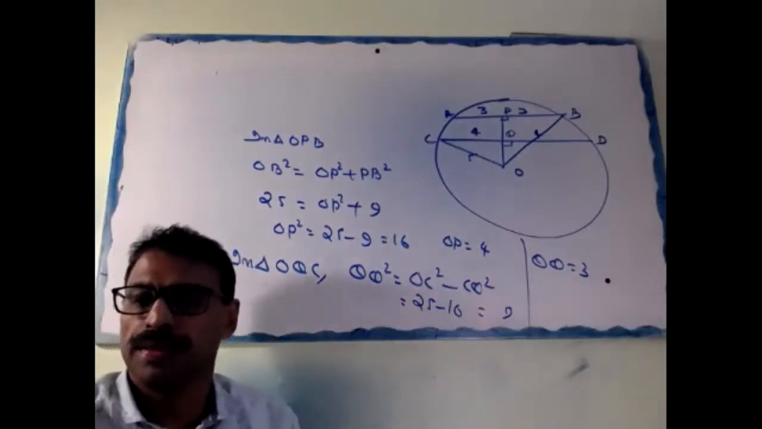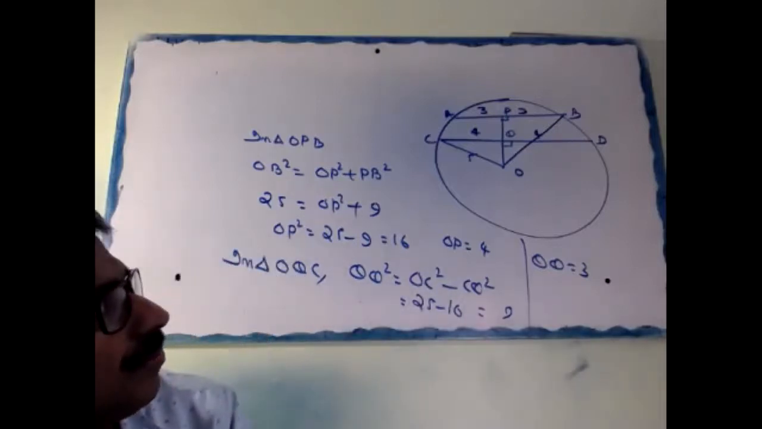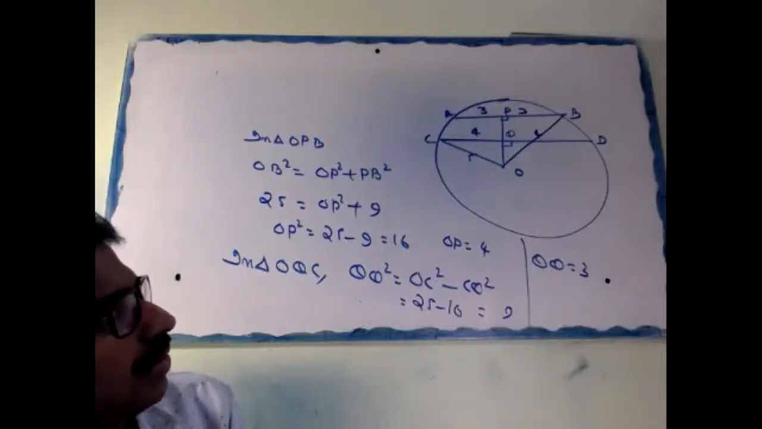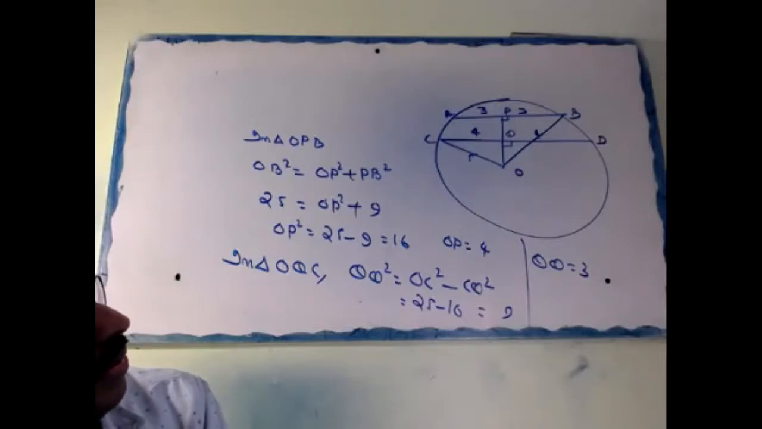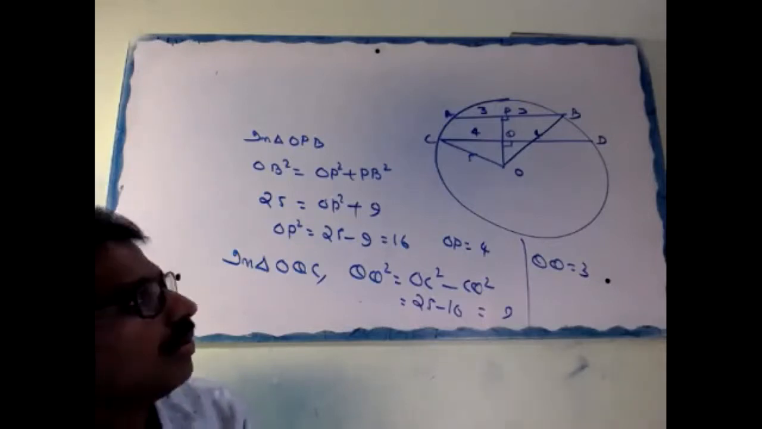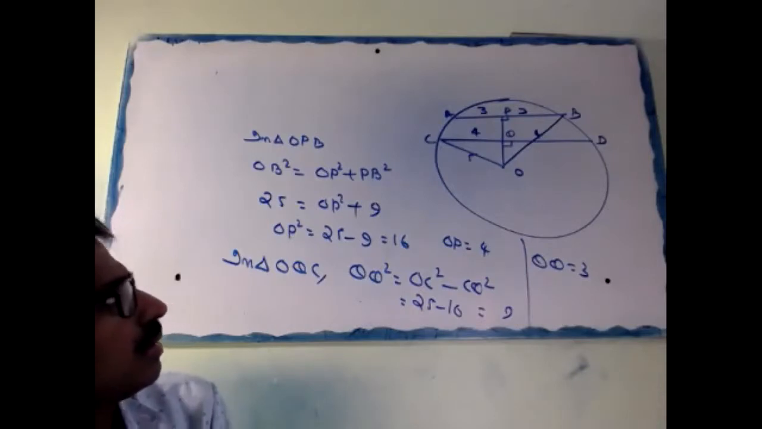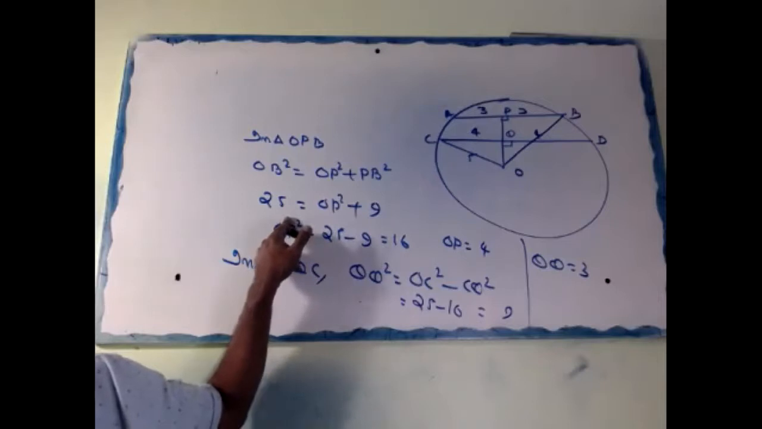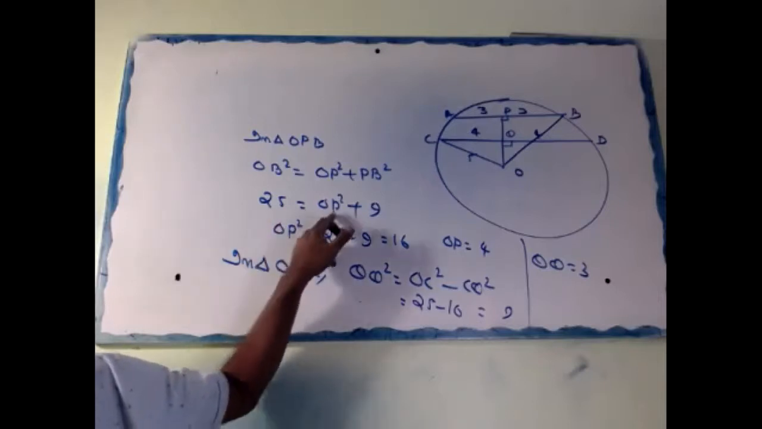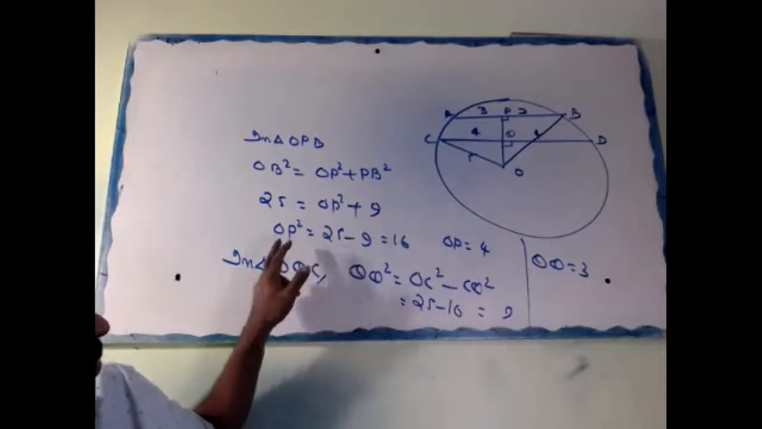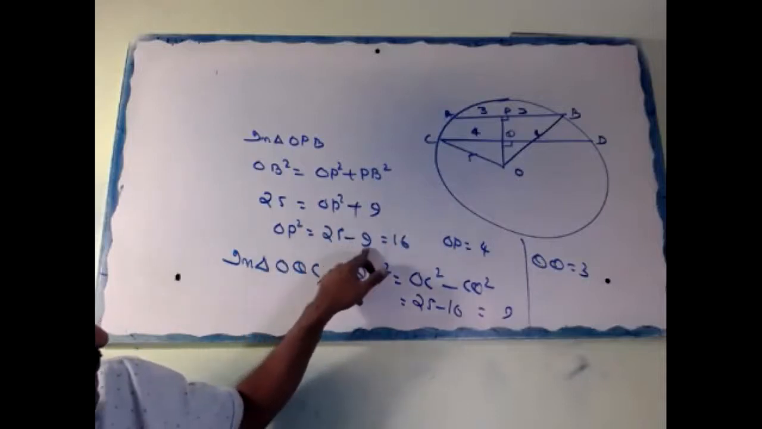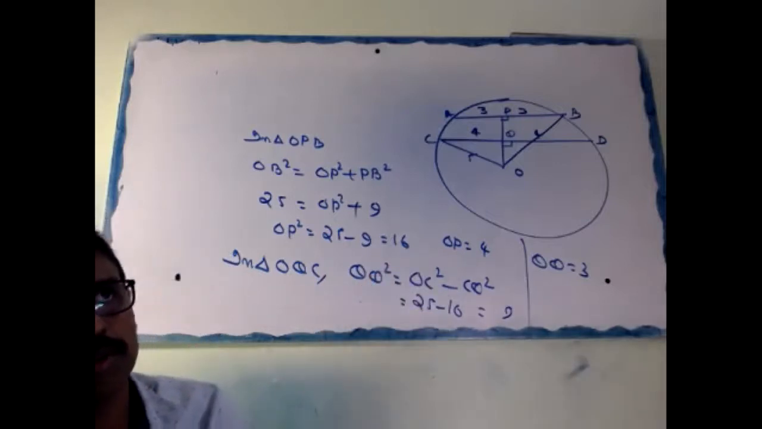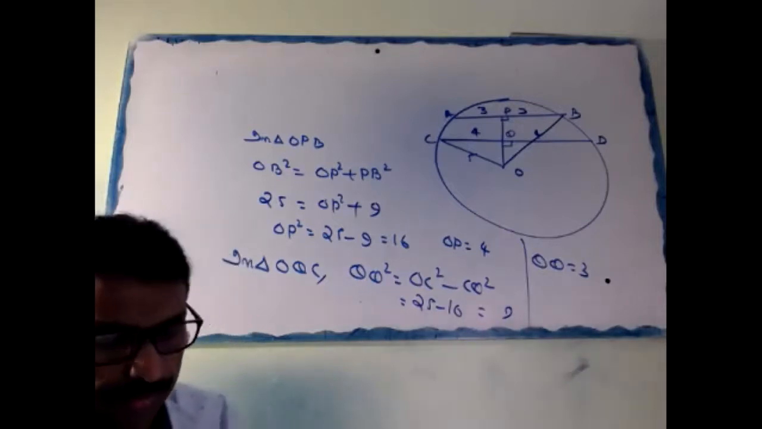In triangle OPB, OB square equal to OP square plus PB square. Pythagoras theorem. OB square is 25 because OB is 5. 25 equal to OP square plus 9. Therefore, OP square equal to 25 minus 9 equal to 16. Therefore, OP equal to 4.